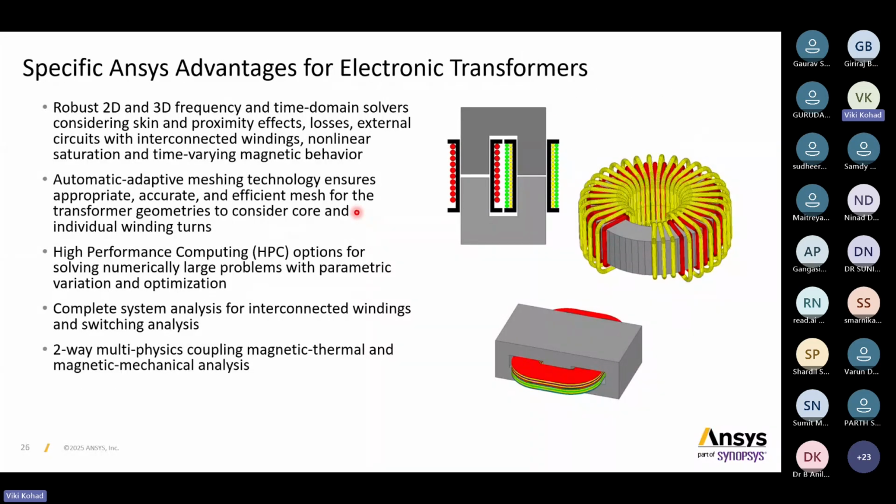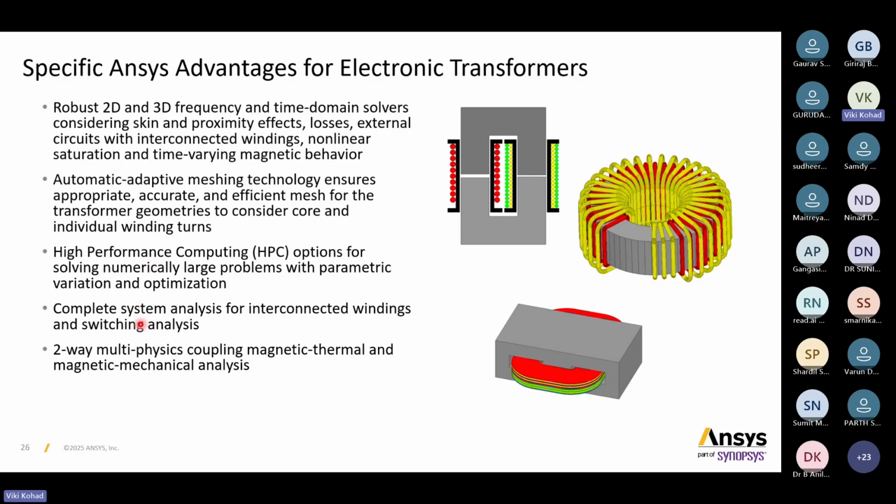Now the specific advantages for the electronic transformer: it has 2D and 3D frequency and time domain solvers. The AC current solver is your frequency domain solver, and the transient is your time domain solver. It has adaptive meshing technology. Then it supports HPC to reduce your simulation time if your model is too complex or too big to simulate.